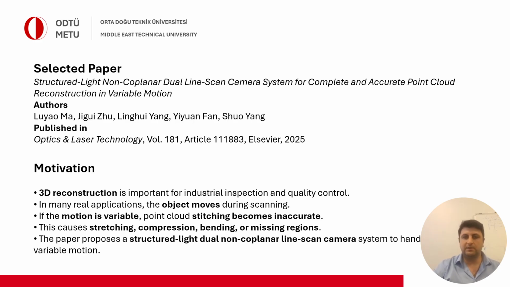And the main motivation is 3D reconstruction for industrial inspection and quality control. In many real applications, the object moves during the scanning. If this motion is variable, the profiles are not stitched at the correct position. This causes stretching, compression, bending, or missing regions in the final point cloud. And the paper proposes a structured light dual non-coplanar line scan camera system to handle this variable motion problem.